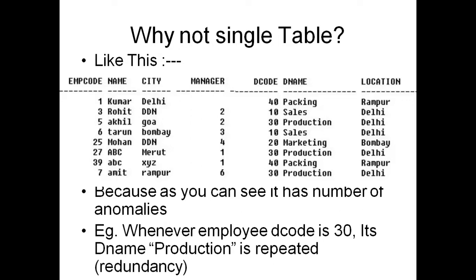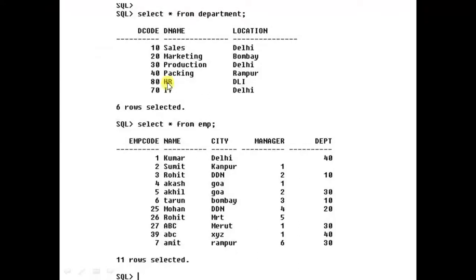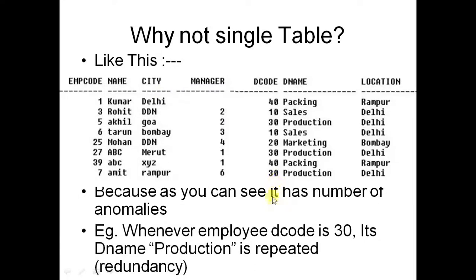Now by looking at this table, it looks like the company has only 4 departments, 10, 20, 30, 40. But as you can see, there are departments 80 and 70 also. But in this table, 80 and 70 cannot come until an employee joins that department, because employee code is the primary key. So this is called insertion anomaly. That is because of one type of entity, another is not able to come. And the fourth is modification. If you change the spelling of sales in one record, make sure that it changes everywhere. Otherwise, the database will become inconsistent.